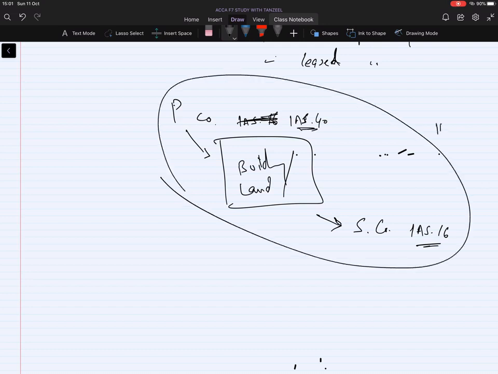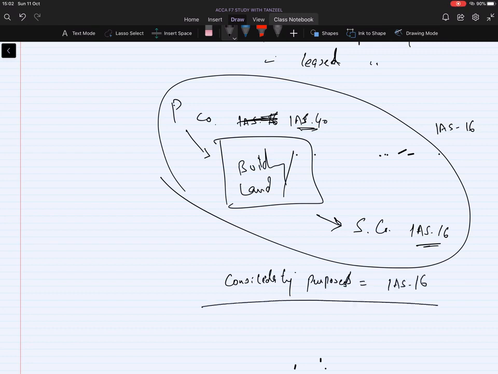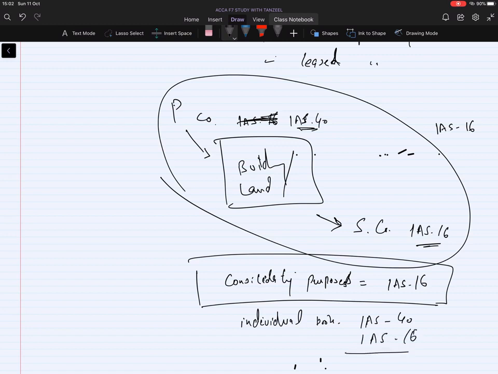But as a group, if we see as a group, it is one group, it is a property within the group, so IAS 16. For consolidated purposes, we apply IAS 16 because both are the same. It falls under the same company. But in individual books it is IAS 40 and IAS 16 PPE. As part of the group, the sale is within the company, so this is going to be IAS 16.